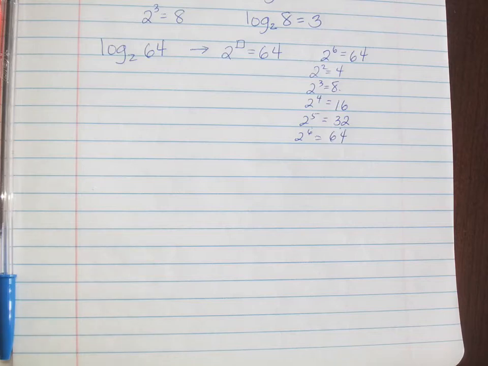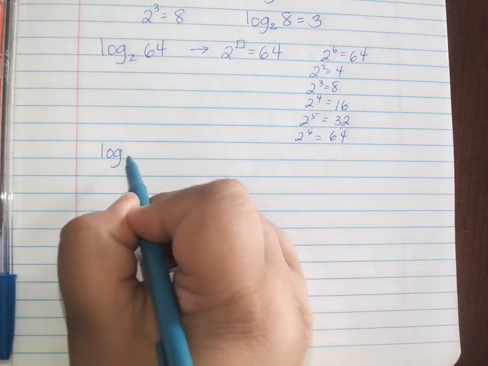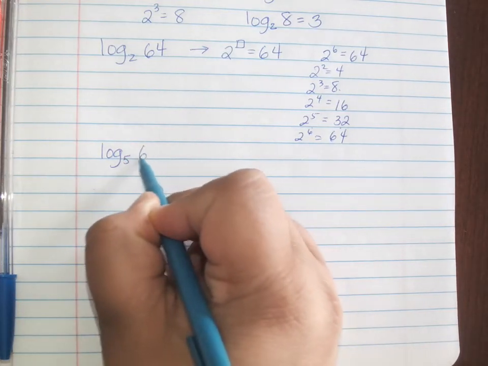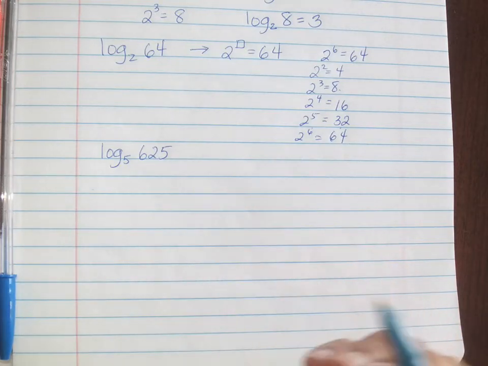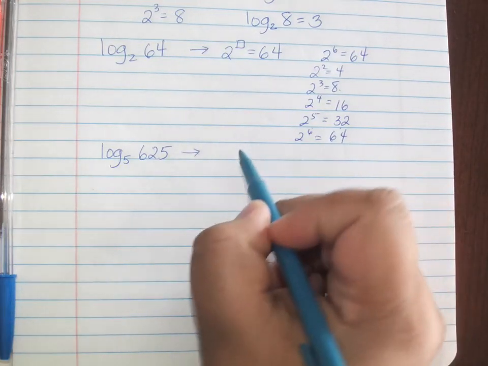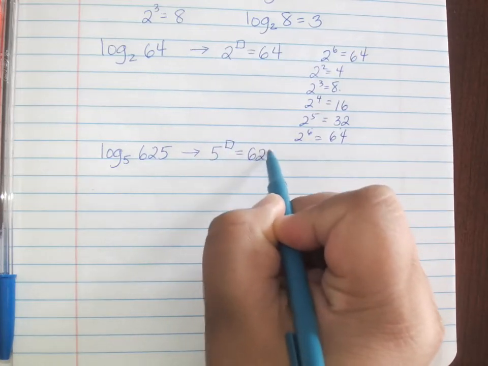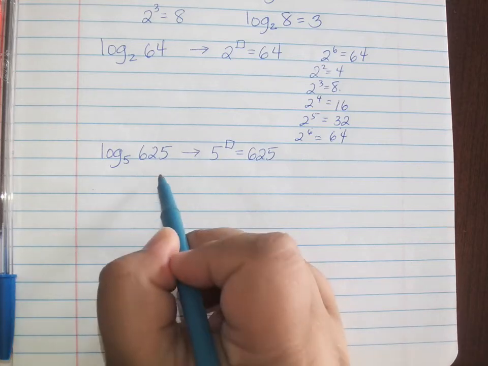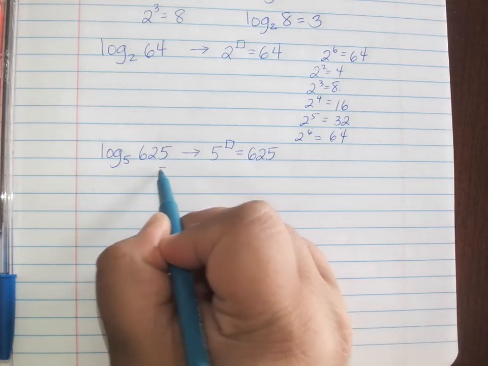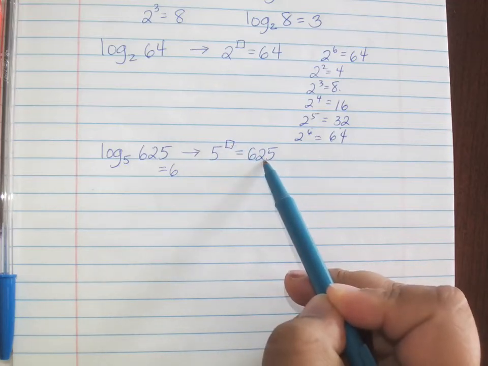Let's do a couple more. So log base 5 of 625. So that would be written as 5 to what power is 625? And the answer is actually 4, because 5 to the 4th power is 625.